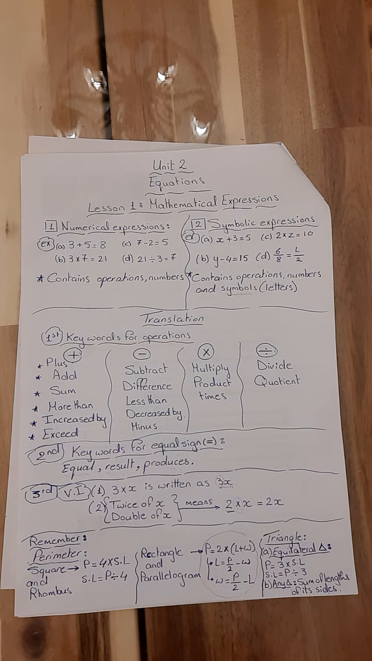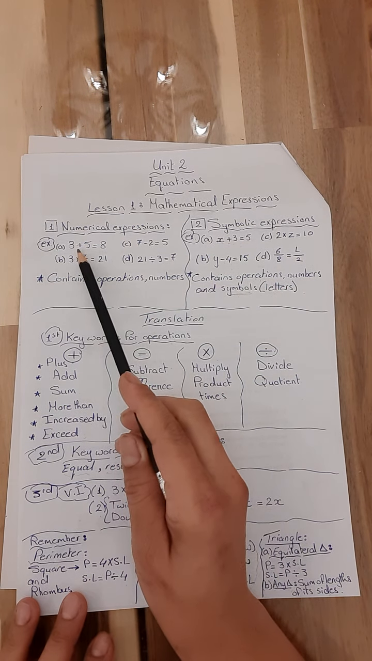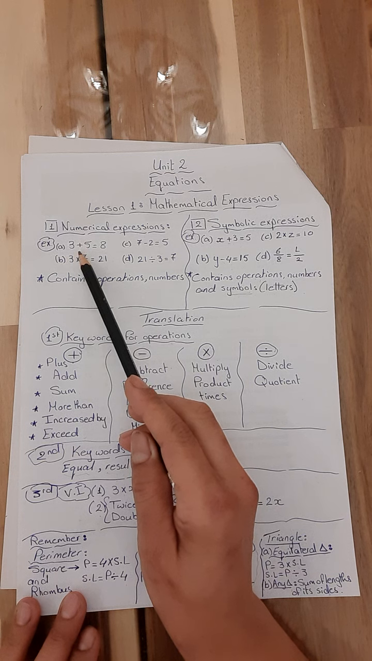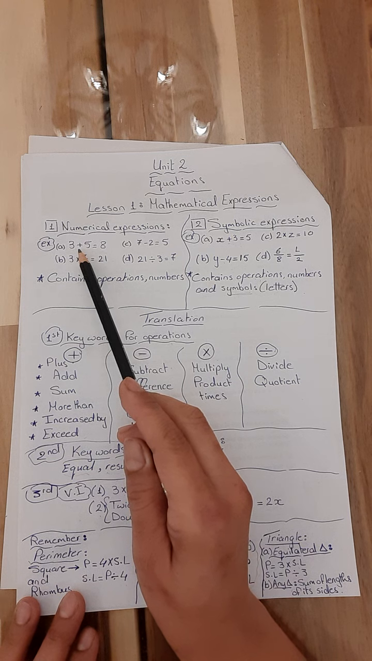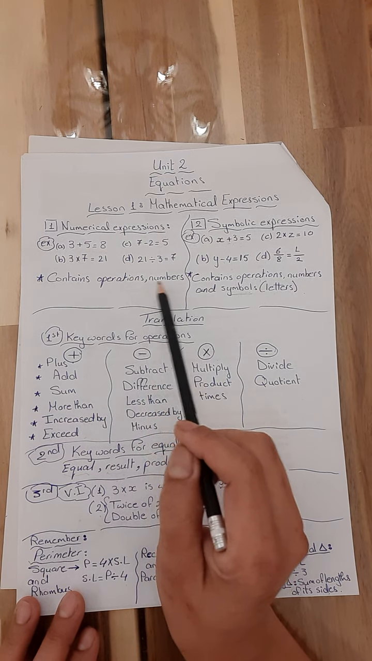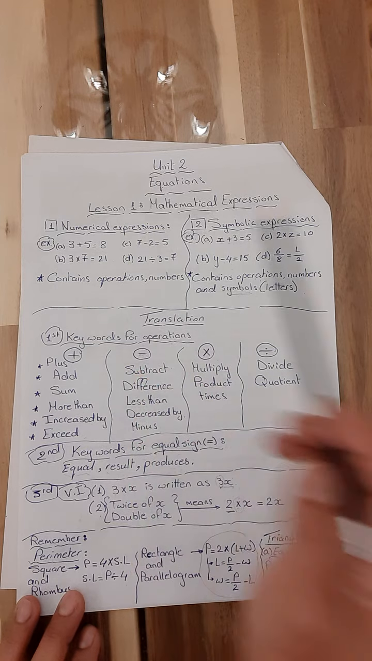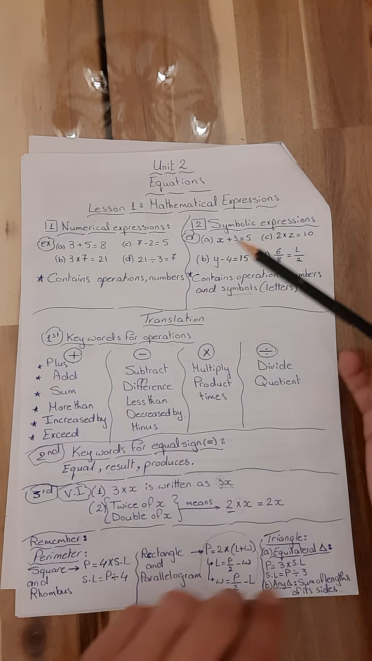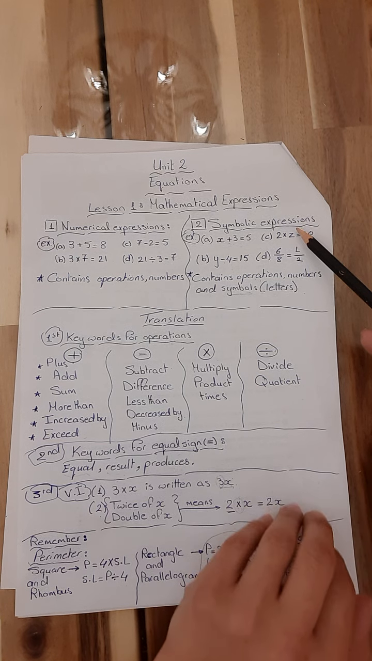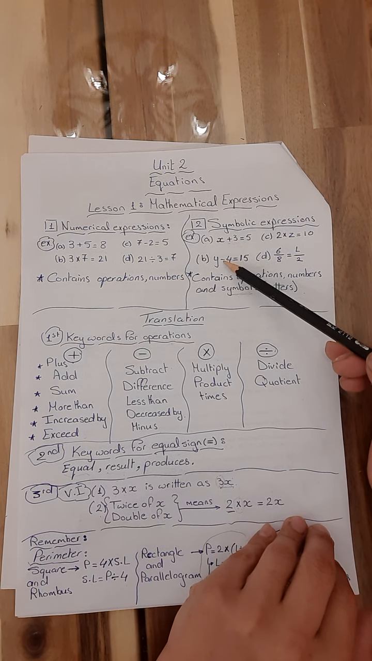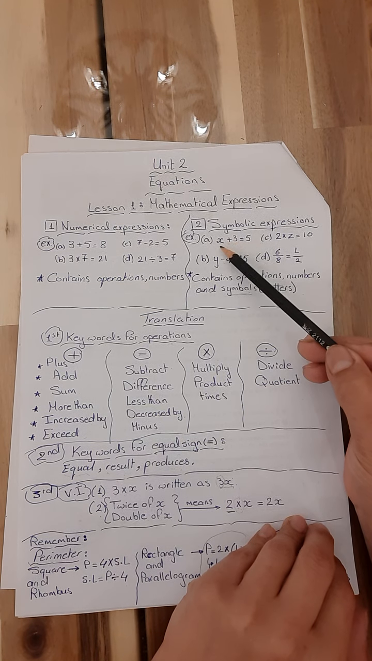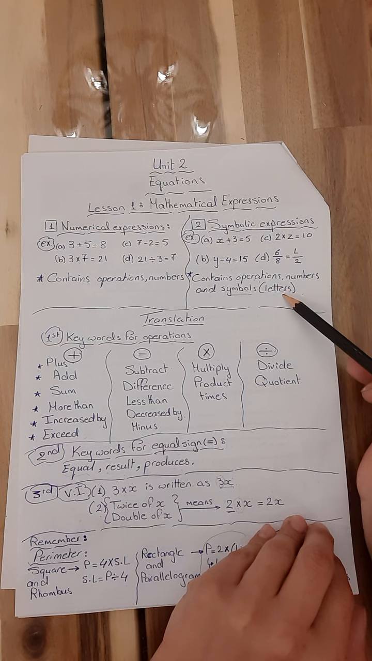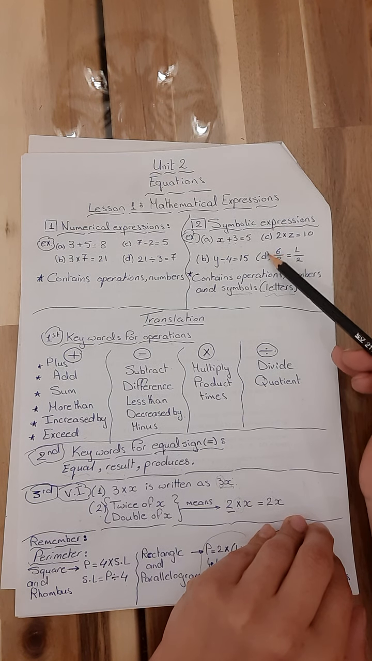The mathematical expressions has two kinds of expressions. If we have, for example, 3 plus 5 equal 8, this expression, written in math, contains operations, which is plus, minus, times, divided, and numbers. So we call it a numerical expression. The second type of expressions has operations, plus, minus, times, divided, and numbers, and we have symbols. Symbols means for you letters, and this is what we are going to go in.